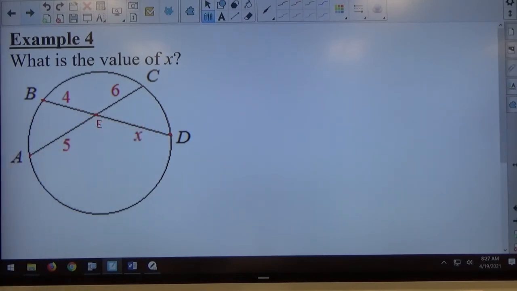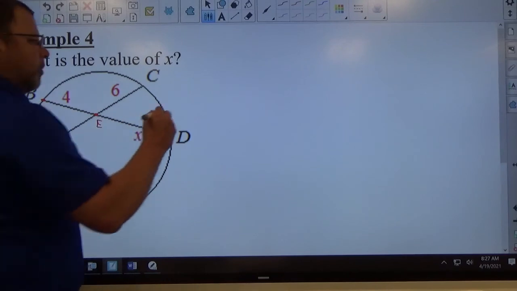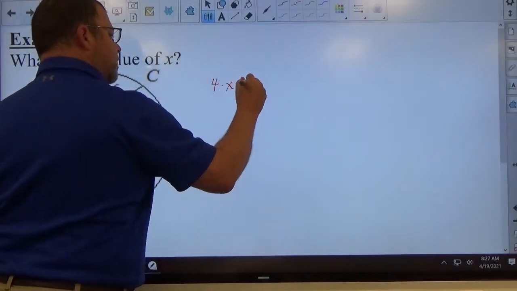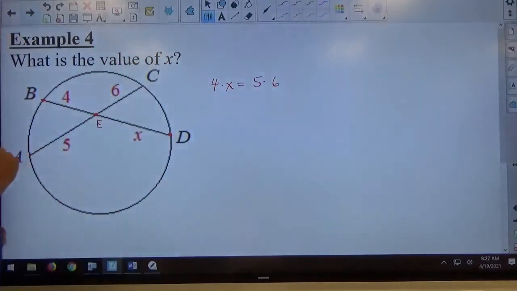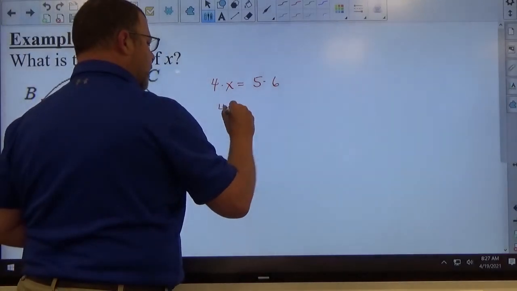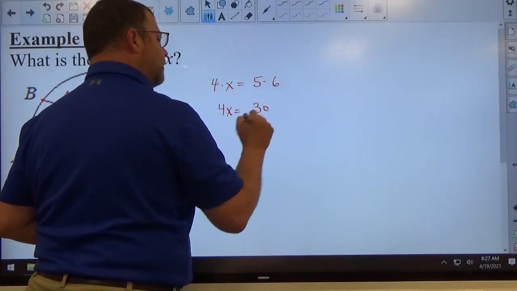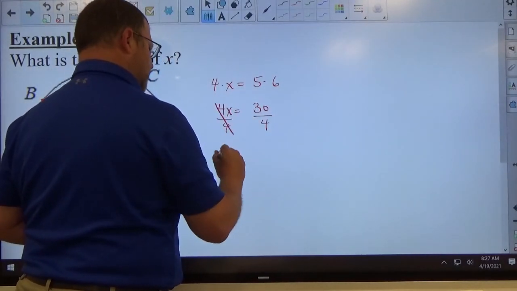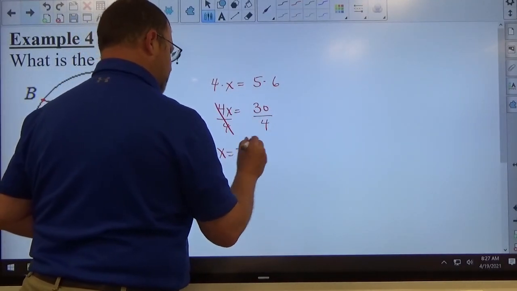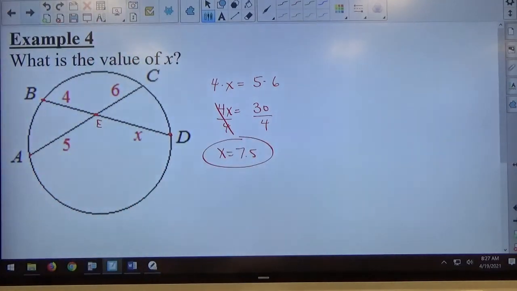So I see two chords intersecting. The relationship in that picture is product of the pieces of this chord equals the product of the pieces of that chord. So it'll be 4 times X is equal to 5 times 6. So we apply the rule. We carry out the multiplication. 4 times X, of course, is just 4X. 5 times 6, of course, is 30. And if 4X equals 30, we divide both sides by 4. 15 over 2, 7.5, one of those answers. I'm fine with 7.5.